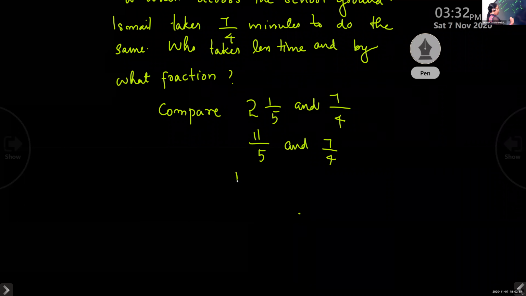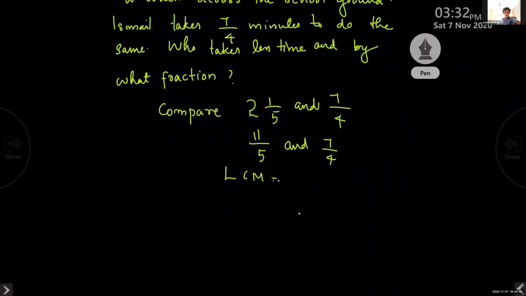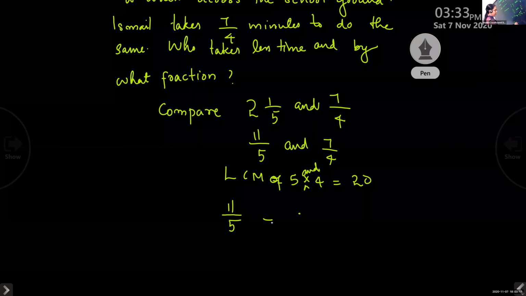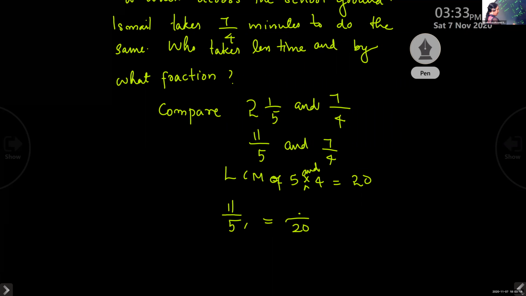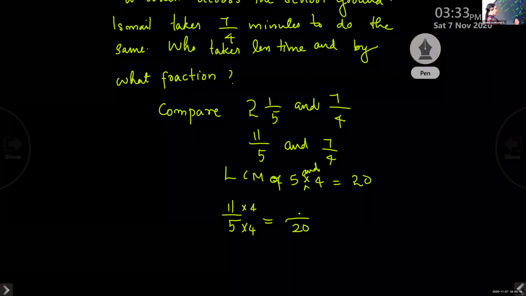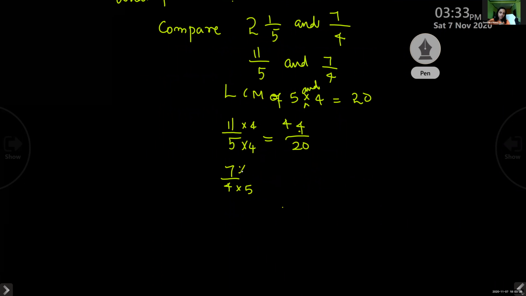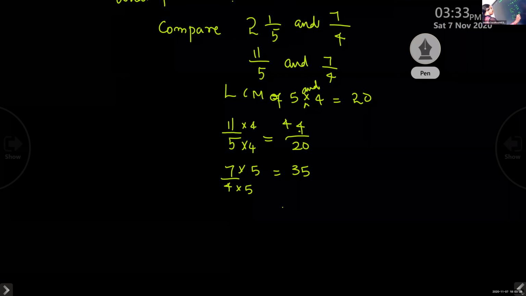So 11 by 5. What is the LCM here? 20. 5 into 4, that is 20. So LCM of 5 and 4 is 20. So 11 by 5, make it 20: into 4 and into 4. So you will get 44 by 20. And 7 by 4, into 5 and into 5, 35 by 20.